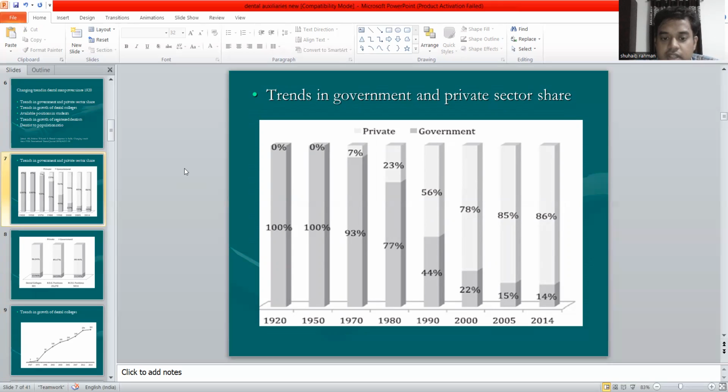Then in 1970, there was 93% contribution from government sector, only 7% from the private sector. And coming to 1980 and 1990, it was 77 and 44% government sector respectively. There is a drastic change in this 10 years. And from there, it comes to again half, that is 22% in 2000. Then it decreased further in 2005 and 2014. So this was a trend in dental colleges, in private and government dental colleges in India.